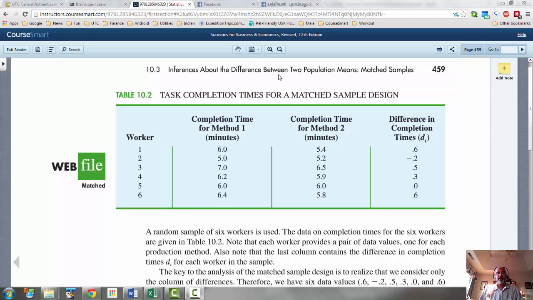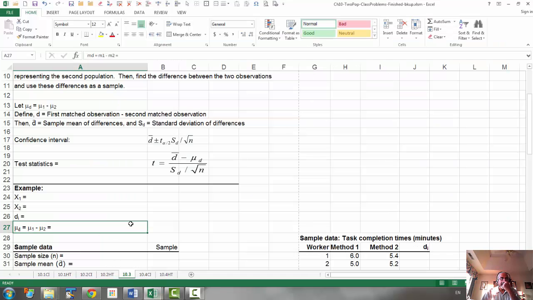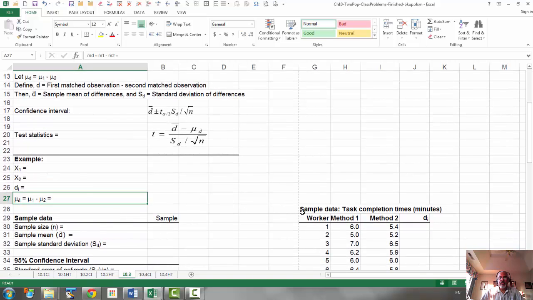Some workers will go method 1 first and then method 2, and some workers will go method 2 first and then method 1. So method 1 data is here, method 2 data is here, and then we convert these two samples into a single sample by taking the difference. Say 6 minus 5.4, 5 minus 5.2, and then we work with the differences. And we can develop a confidence interval, we can do hypothesis testing for the difference. So let's first identify or describe the populations and the parameters and so on.